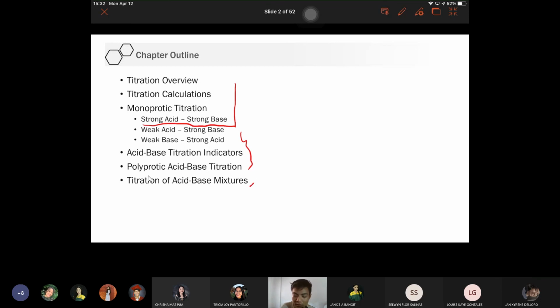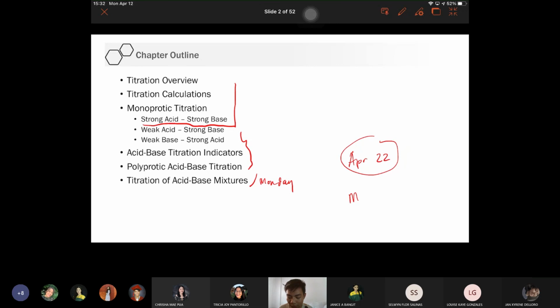And then lastly, titration of acid-base mixture. I think we can discuss this by Monday. So, Monday next week yan. So, I'm thinking na ang inyong exam will be scheduled around April 22. Okay. However, we will have synchronous classes by that time.